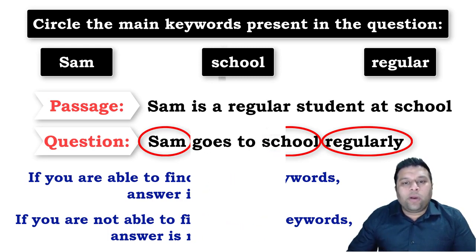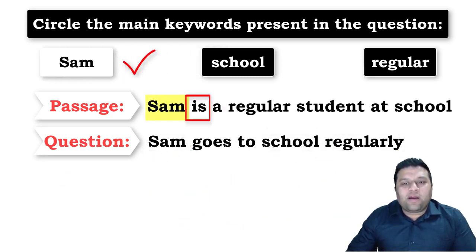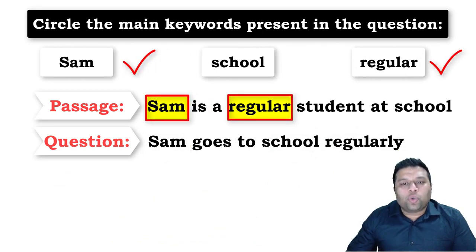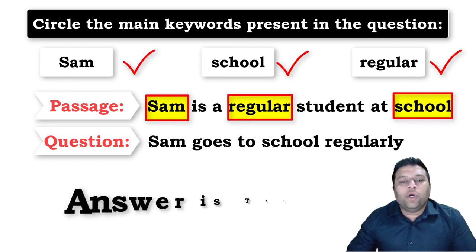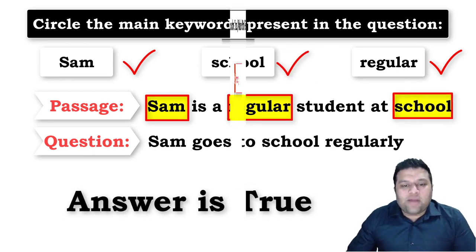So: Sam, school, regularly. Can I find Sam? Yes. Can I find regular? Yes. Can I find school? Yes. So Sam goes to school regularly. He is a regular student. Regular student means he goes to school regularly. The answer is going to be true, guys, right? Let's look at the next one.